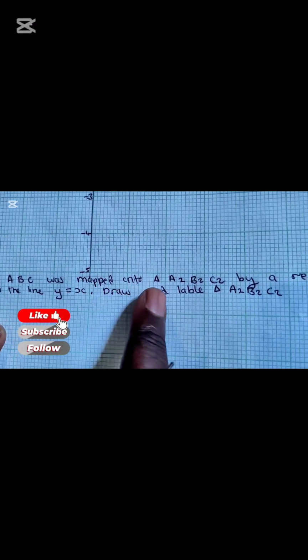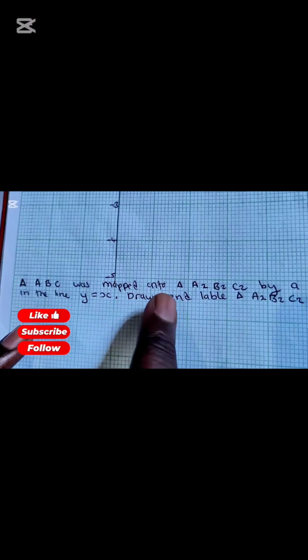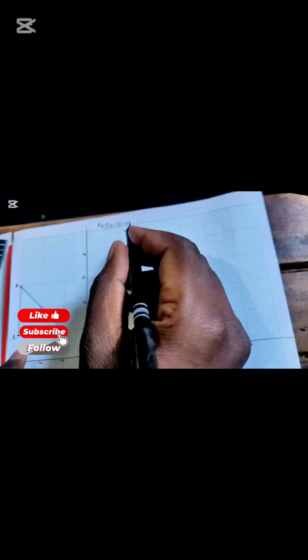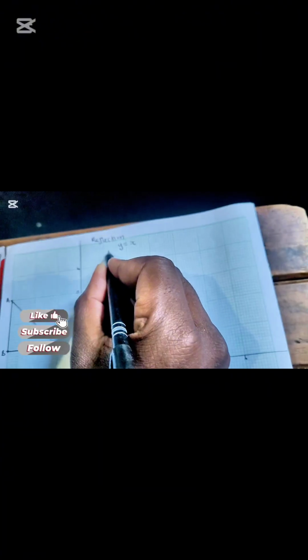Okay, so we're still on reflection. We are saying triangle ABC was mapped onto triangle A2, B2, C2 by reflection in the line y is equal to x. That's our middle line. Draw and label triangle A2, B2, C2. So that's our triangle ABC, which was mapped onto triangle A2, B2, C2 by the line y is equal to x. So we need to draw the line y is equal to x. How can we draw that line?